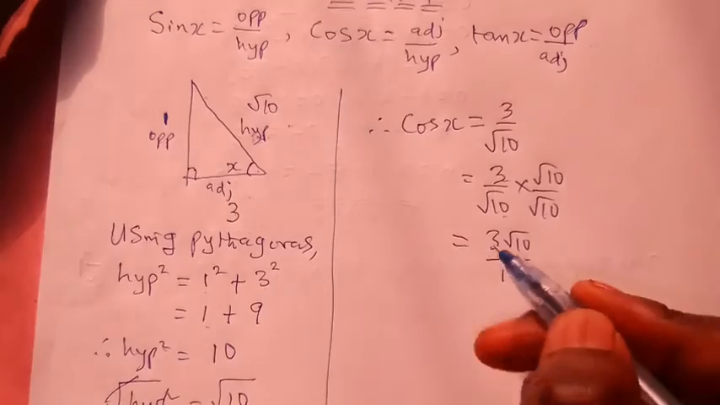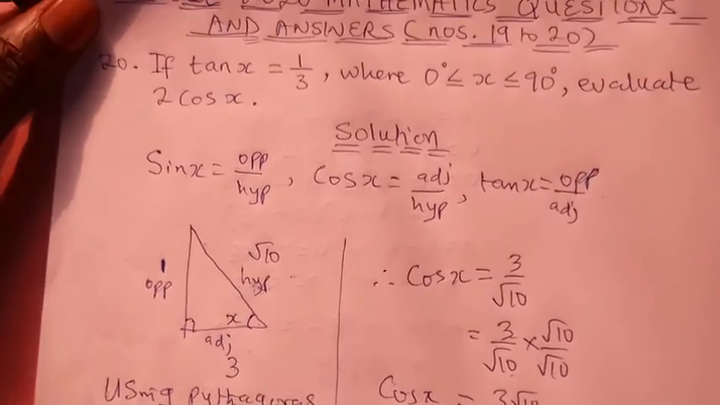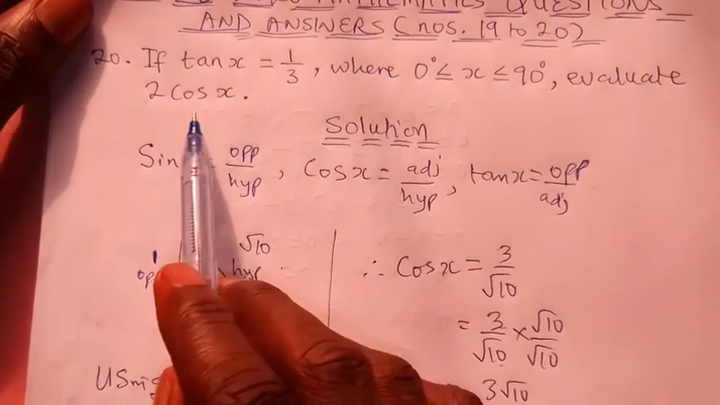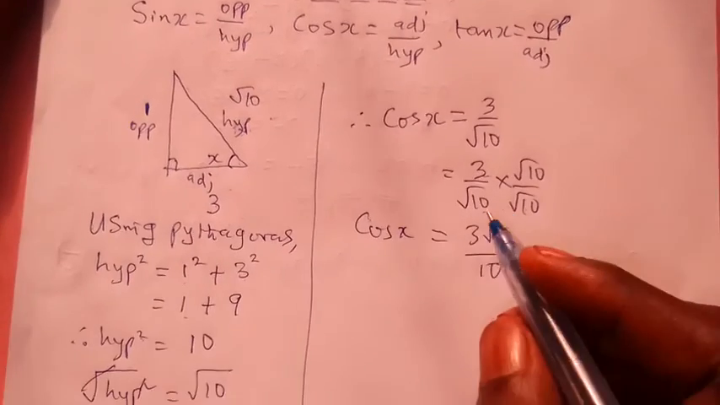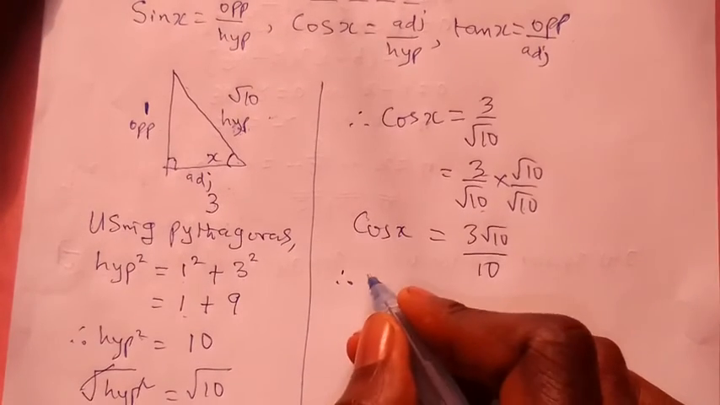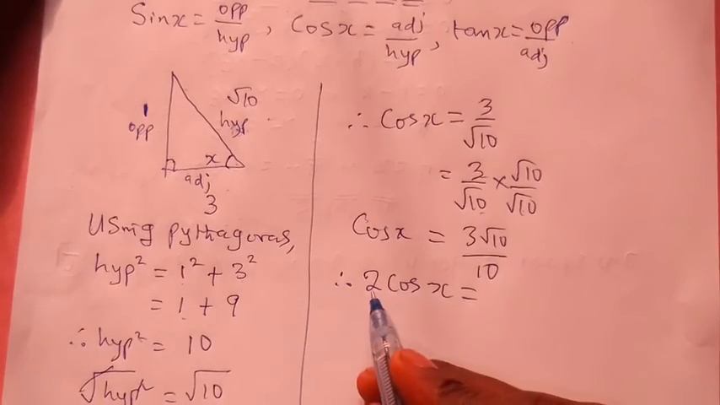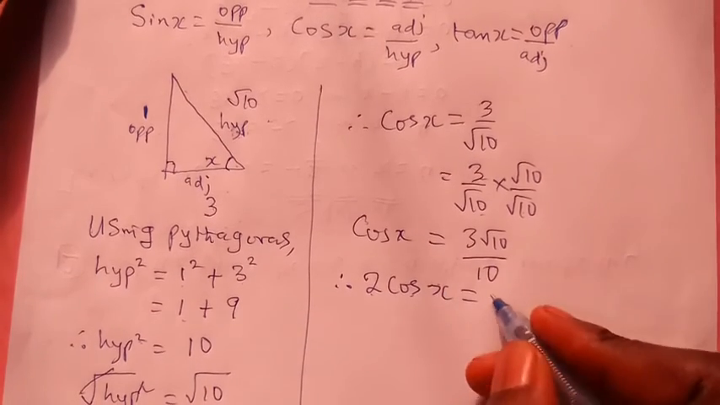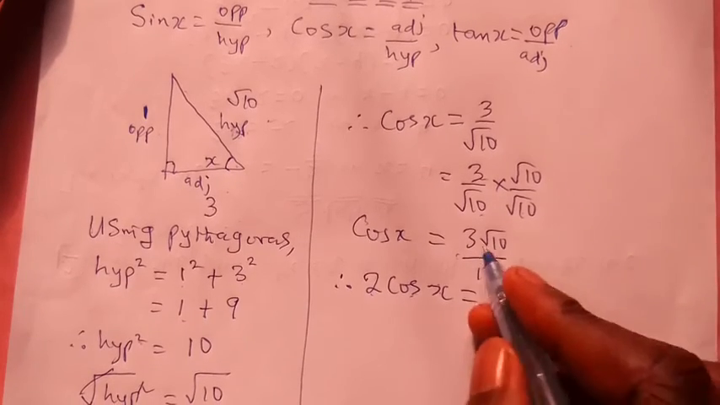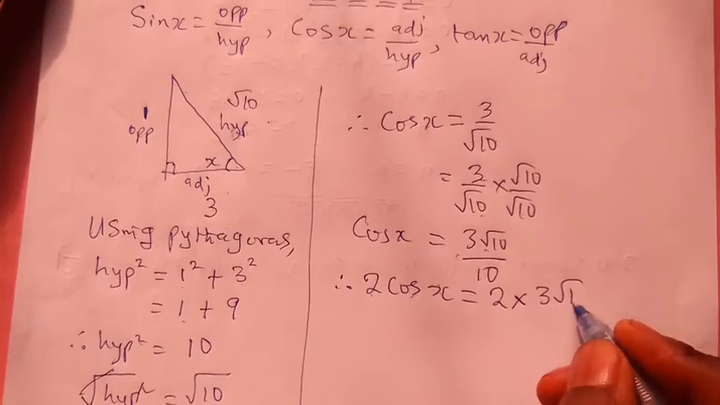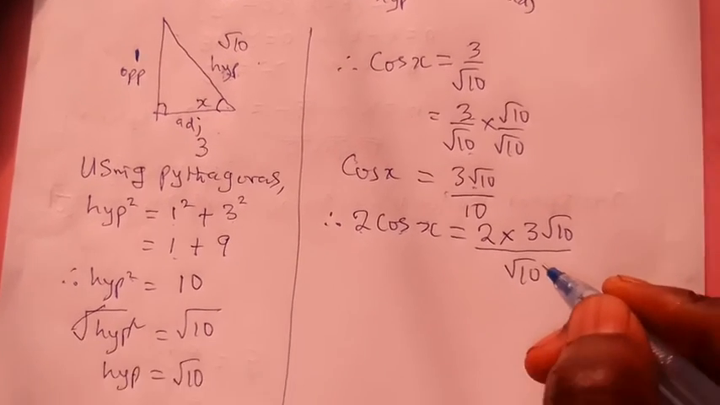Now, our cos x is 3 root 10 upon 10. But if you come back to the question, you will see that the question says we should find 2 cos x. So you can come here to say, therefore, our 2 cos x means that we are using 2 to multiply the values of cos x. So we say 2 multiplied by cos x. Our cos x from what we have here is 3 root 10 upon 10.